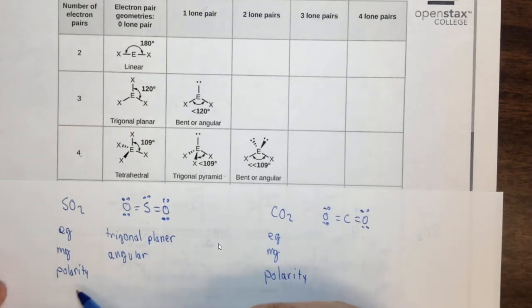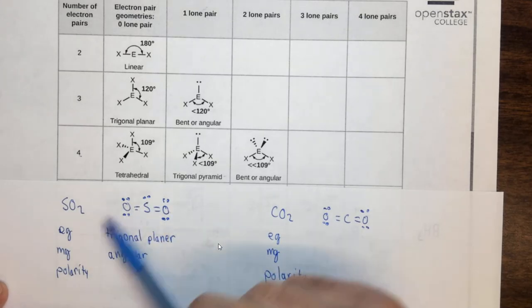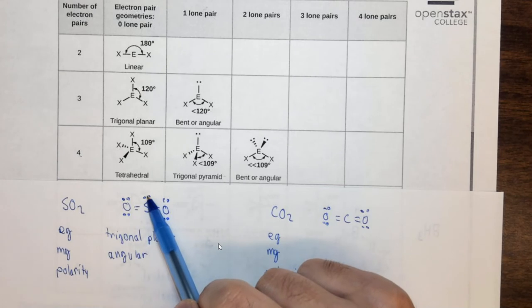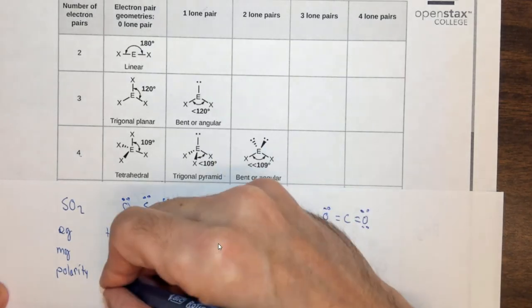Then finally, polarity. Are all 3 domains the same? No. 2 of these domains are oxygen, and 1 of these domains is a lone pair. So they're not all the same. This is polar.